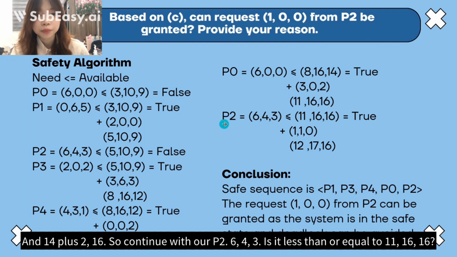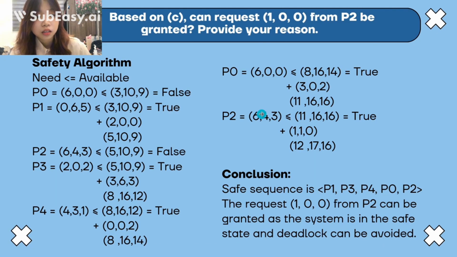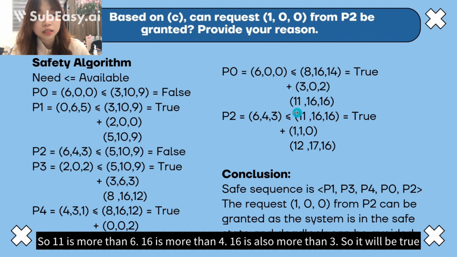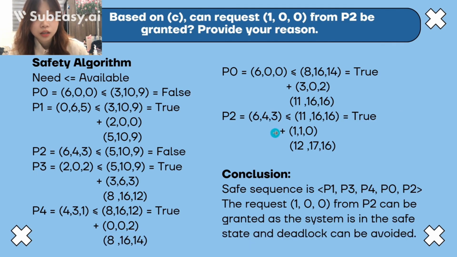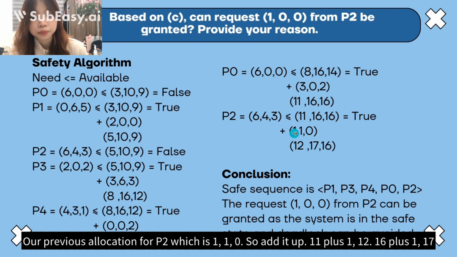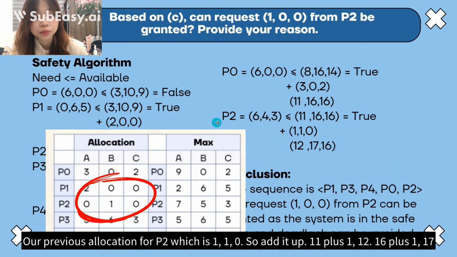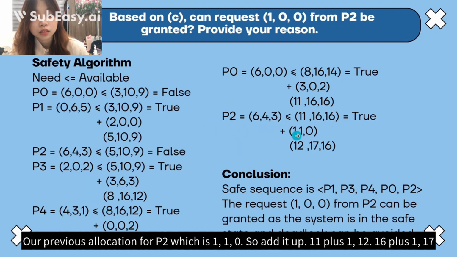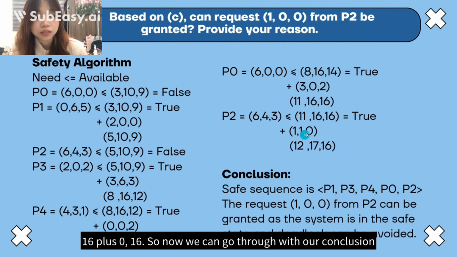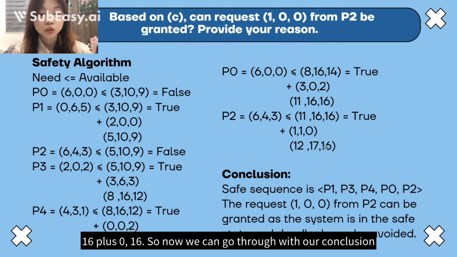So continue with our P2, 6 4 3. Is it less than or equal to 11, 16, 16? So 11 is more than 6, 16 is more than 4, 16 is also more than 3. So it will be true. Our previous allocation for P2, which is 1 1 0. So add it up. 11 plus 1, 12, 16 plus 1, 17, 16 plus 0, 16. So now we can go through with our conclusion.